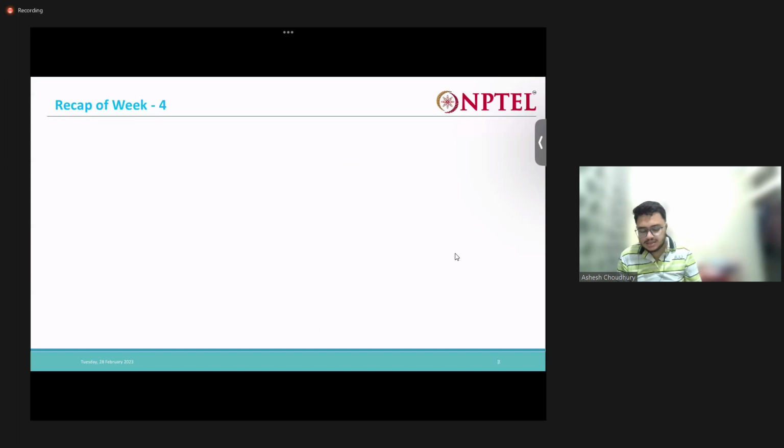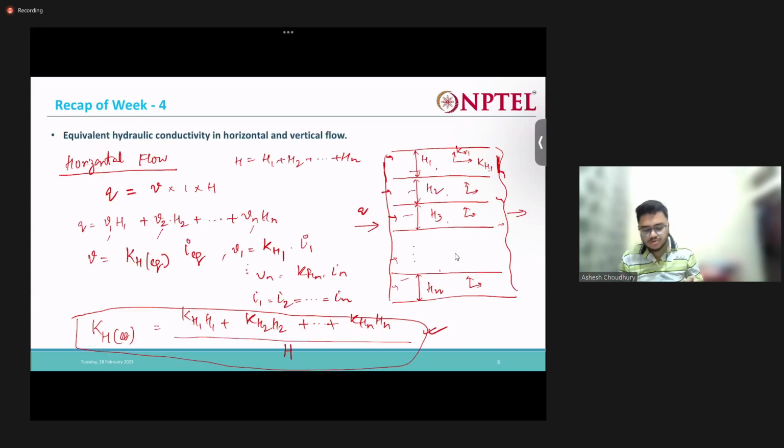In the previous case we saw that our heads are the same, but what will happen when the flow is like this? My input is this side, my output is this side. In that case the head losses will be different. The total head loss will be the sum of the head loss in this layer plus this layer plus this layer plus this layer, isn't it? Flow is occurring vertically, so the total head loss will be the sum of head losses in all those layers.